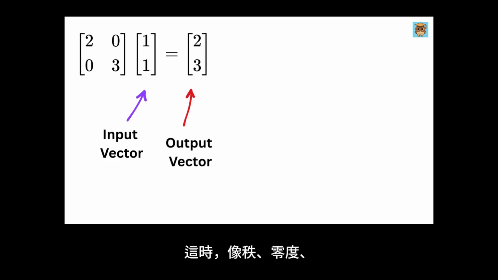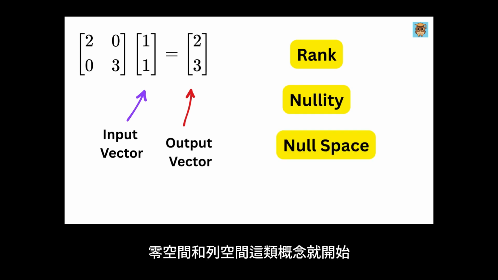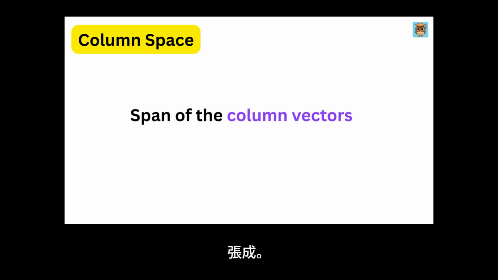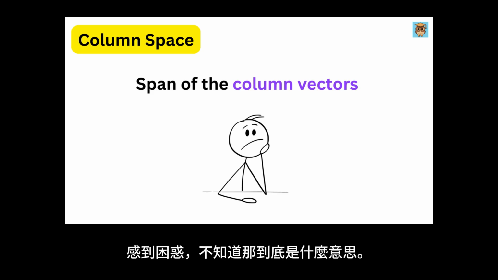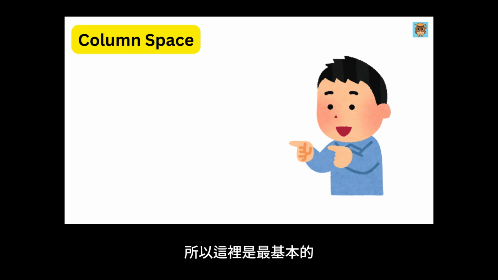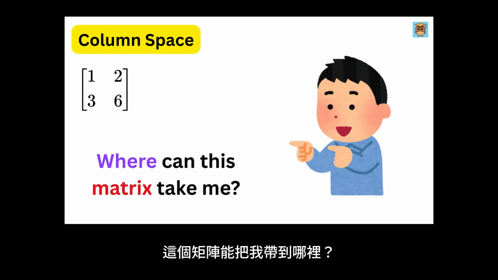That's when ideas like rank, nullity, null space, and column space start popping up. Okay, let us start with column space. In most places, column space is simply defined as the span of its column vectors. And that's it, which often leaves us confused, wondering what it even means. So here's the most basic way to think about it. Where can this matrix take me?